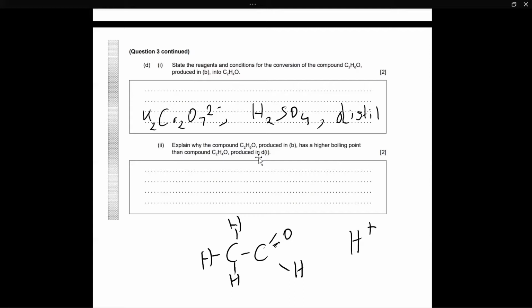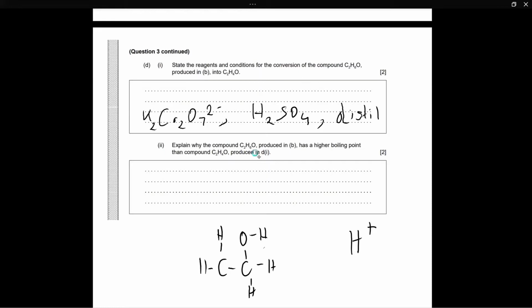Now, why the compound C2H6O, which is ethanol, has a higher boiling point is because of the intermolecular forces between the alcohol, or the ethanol molecules. The intermolecular forces between the ethanol molecules is hydrogen bonding, meaning ethanol can actually participate in hydrogen bonding, because if you look at the structure of ethanol, it has a hydrogen which is attached. This hydrogen over here is attached to a highly electronegative atom. So this has a slight negative charge and this has a slight positive charge.